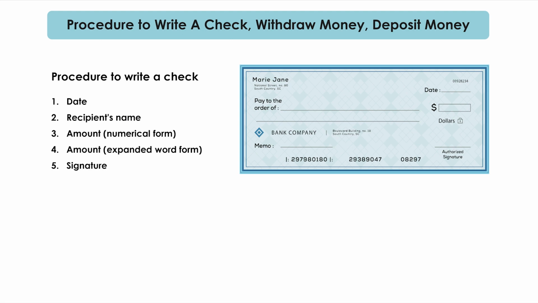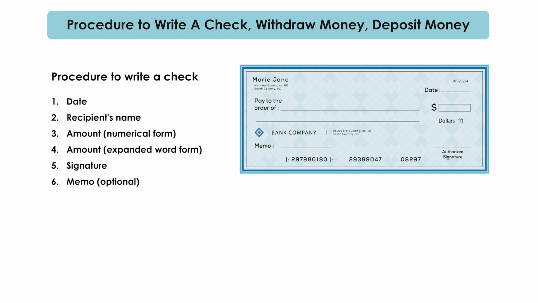5. Signature. On the line at the bottom right corner of the check, sign your name. Your signature is required, or else the receiver will be unable to cash the check. Before you hand over or mail the check, double-check that you have written down your signature.